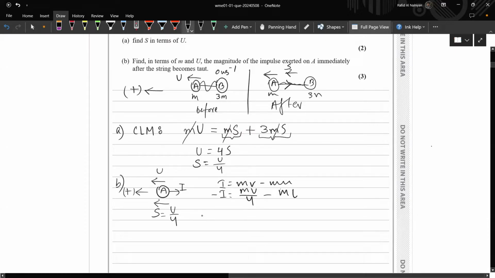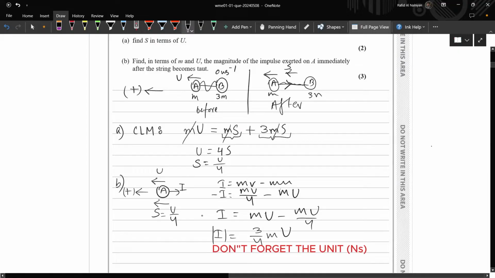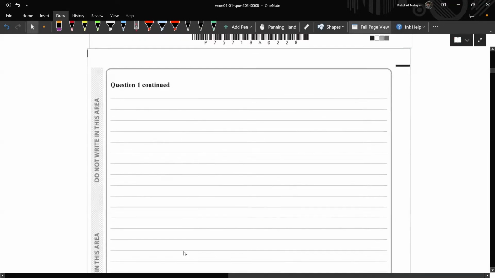So now I have mu. Okay, now if I just multiply both sides by minus, I get mu minus mu by 4. And what's 1 minus 1 over 4? That's 3 by 4 mu, and that is my magnitude of the impulse. Okay, that's my final answer. Let's move on to the next question.